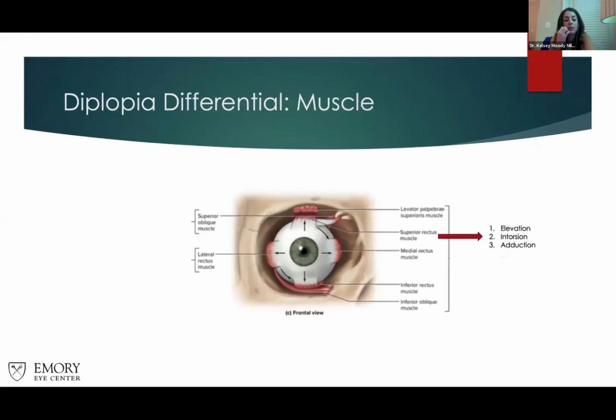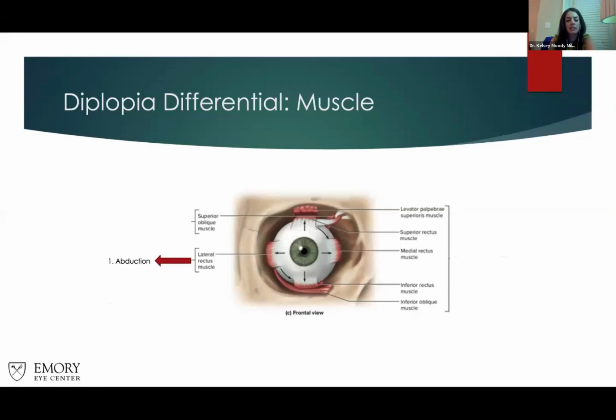So when we're thinking about double vision, we want to think about our differential. And so we're going to start purely here with just our muscles. The superior rectus is going to elevate the eye, intort the eye, and adduct the eye. The medial rectus is going to be purely adduction. The inferior rectus is going to do depression, extorsion, and a little bit of adduction in the tertiary action as well. And the inferior oblique is going to create extorsion, elevation, and abduction.